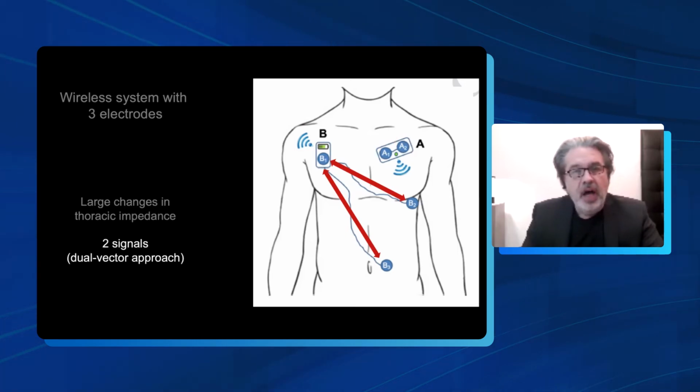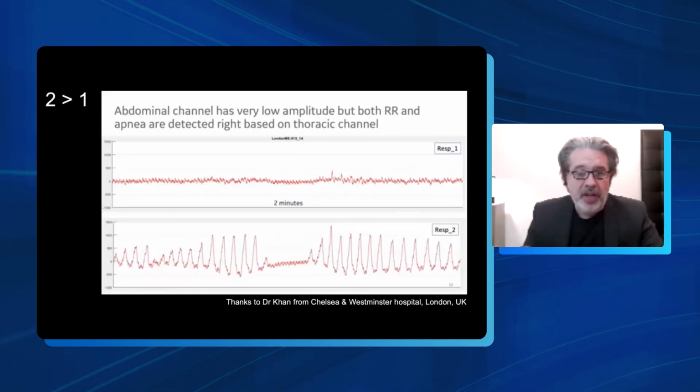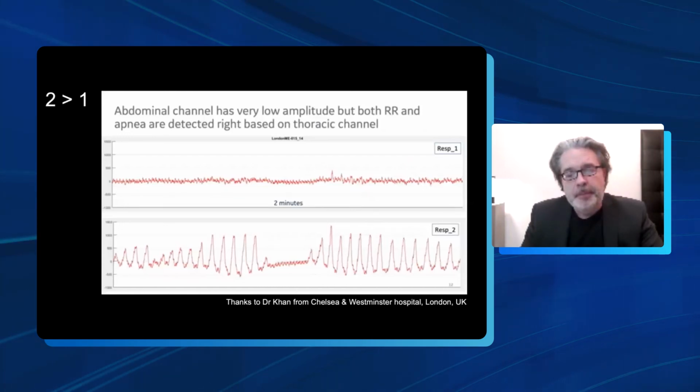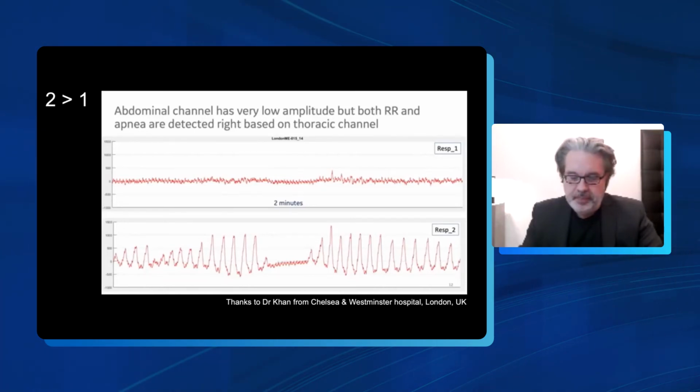In addition, because of these 3 electrodes, the system has the luxury to gather information from 2 channels at the same time. So if for any reason computing respiratory rate is not possible from one channel, very likely it will be from the other one.